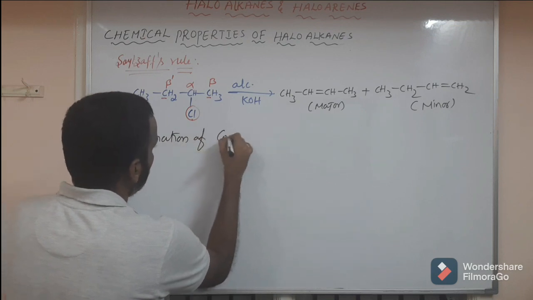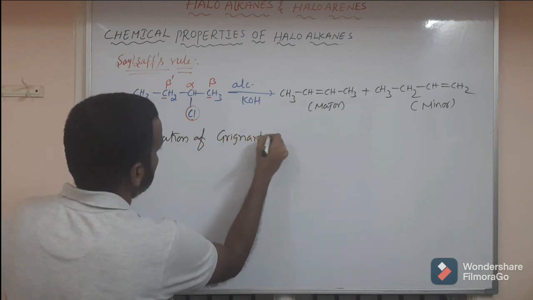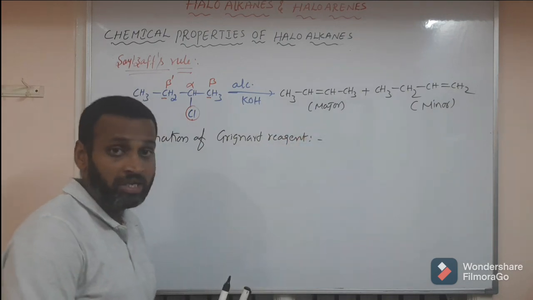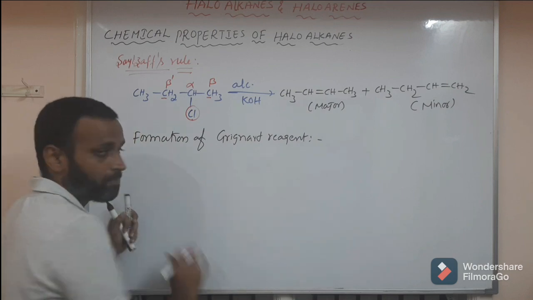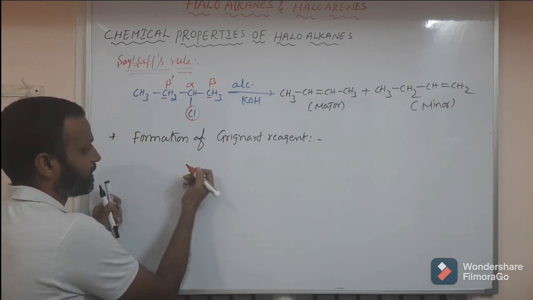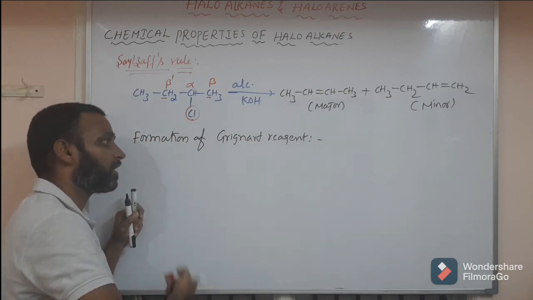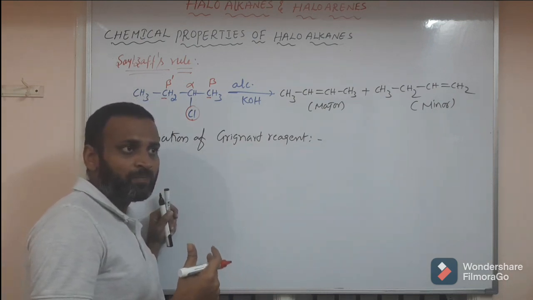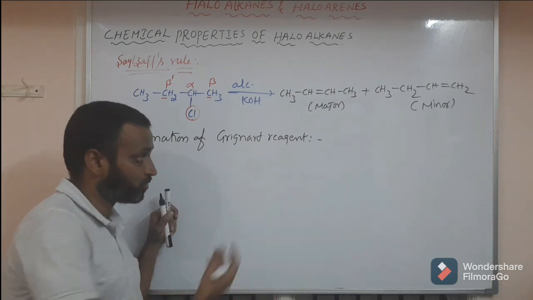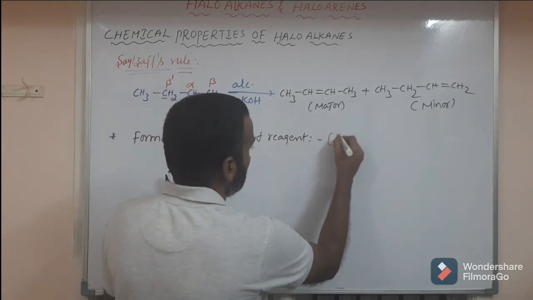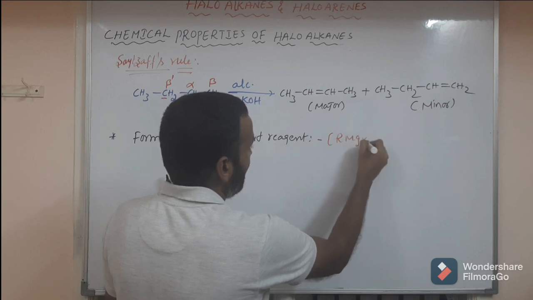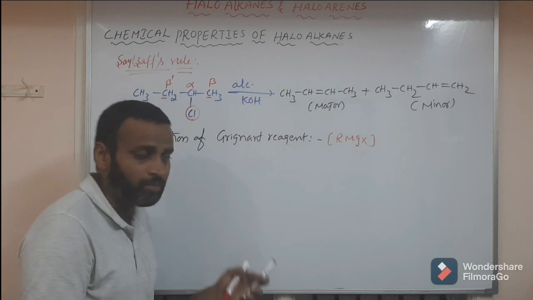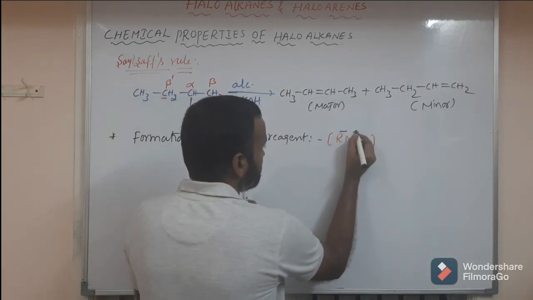And next we have to discuss one more important reaction, that is the formation of Grignard reagent. What is the Grignard reagent? We actually have many reactions, so those also we will discuss. Grignard reagent reacts with aldehydes and ketones, and those are important. So Grignard reagent is RMgX. What is the meaning of RMgX? Alkyl magnesium halide. So it is R minus, Mg plus.